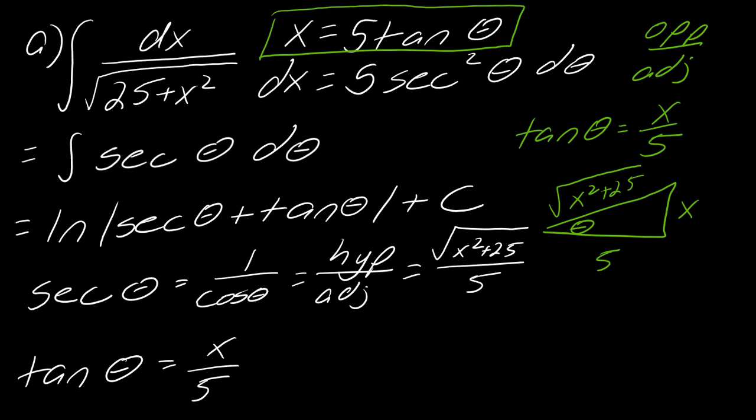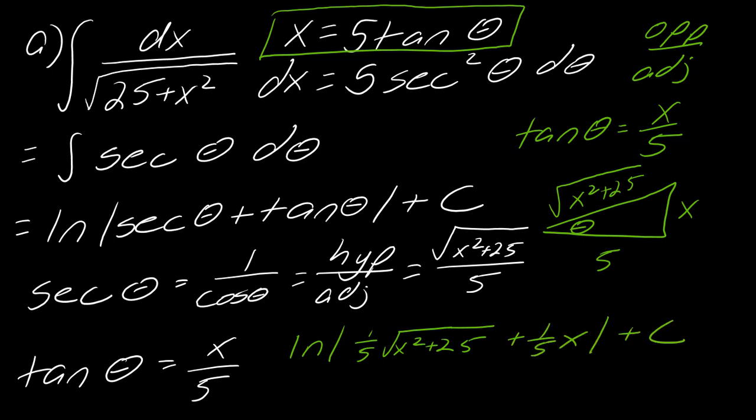So the final answer then is going to look like this. Let's see, maybe I'll write it in the green color. The natural log of 1/5 square root of x squared plus 25 plus 1/5 x plus c.